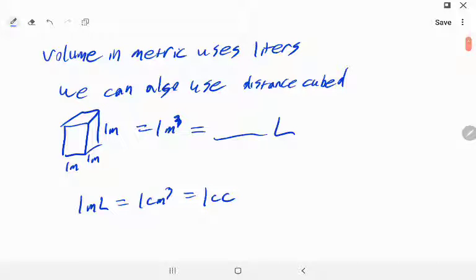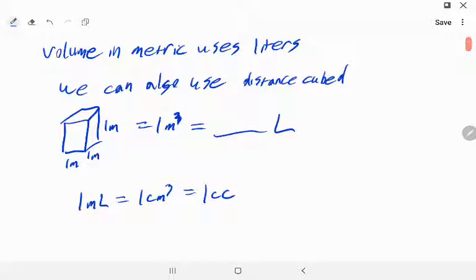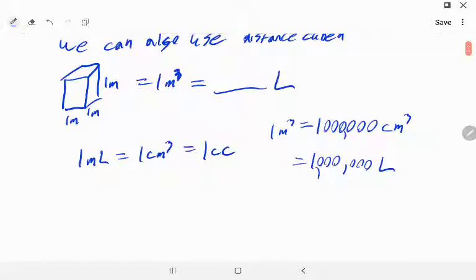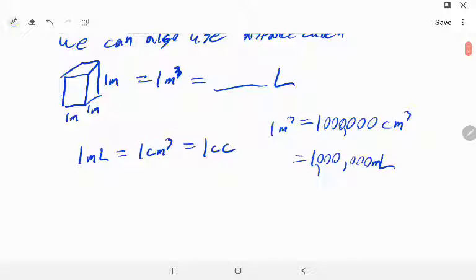So it turns out that that 1 cubic meter is going to be 1,000,000 cubic centimeters, and so that means it's going to be 1,000,000 milliliters, and now we can convert that's going to be 1,000 liters. Going from milliliters to liters, we just divide by 1,000.